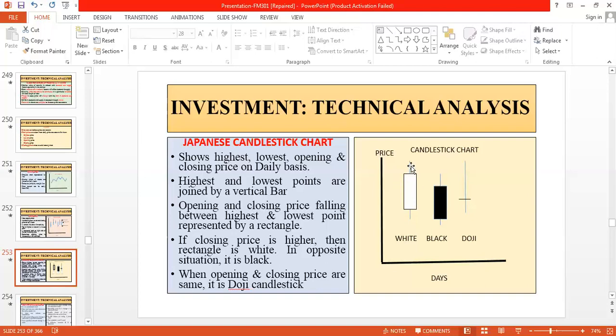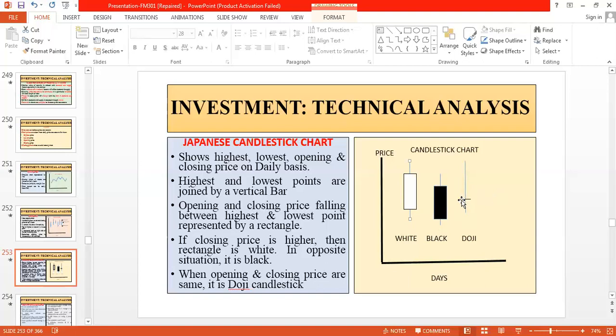And the top one is indicating the highest price and this one is indicating the lowest price of the day. So this is the highest price of the day and this is the lowest price of the day. This is the opening price, this is the closing price. This is the closing price, this is the opening price. And here this is the opening price, this is the closing price, and this is the highest price of the day, this is the lowest price of the day.